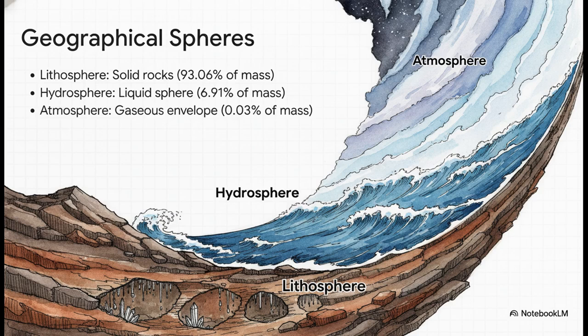There's the liquid hydrosphere, which is about 10 kilometers deep, covers 70% of the Earth's surface, but only makes up 6.91% of the Earth's mass. And then there's the gaseous atmosphere. This is the envelope extending 322 kilometers high over the surface, contributing a tiny 0.03% of the Earth's overall weight.